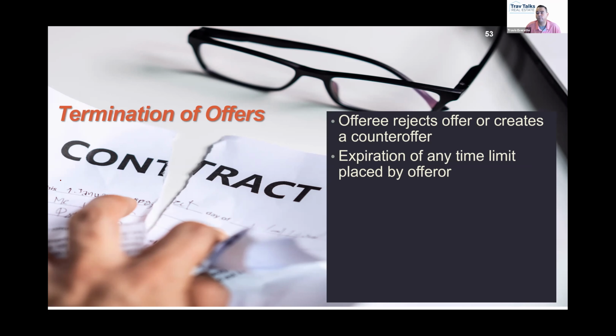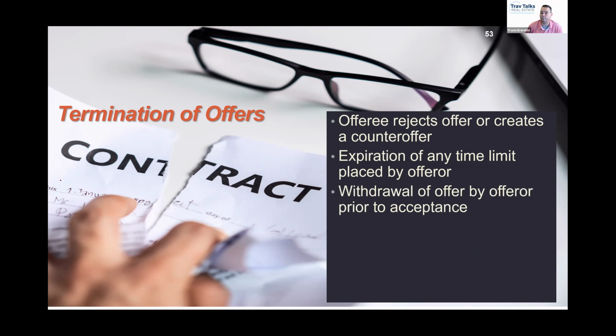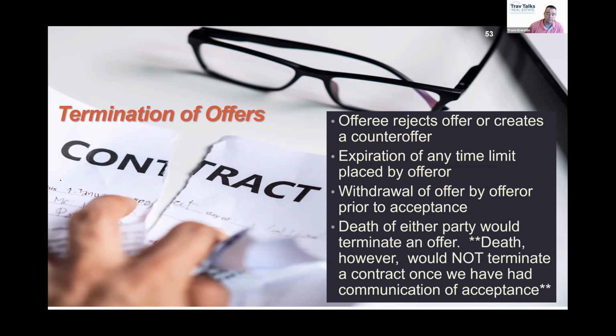Is everybody okay with what we just went through there? Offerors can terminate their offer anytime they want to. They don't have to honor their own time limit, in other words. Withdrawal of the offer prior to acceptance, which is what we just talked about.